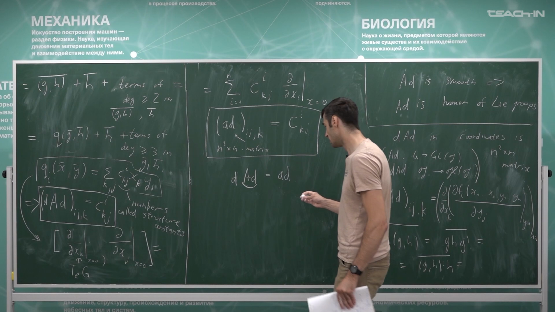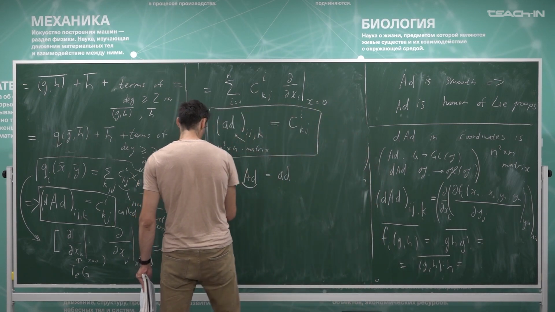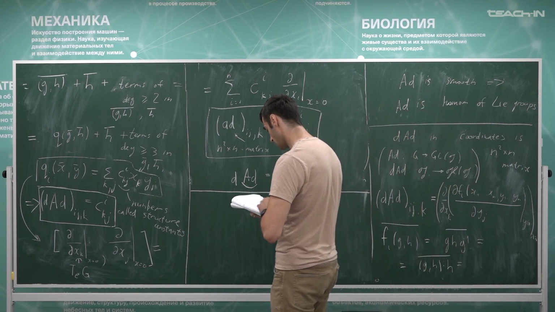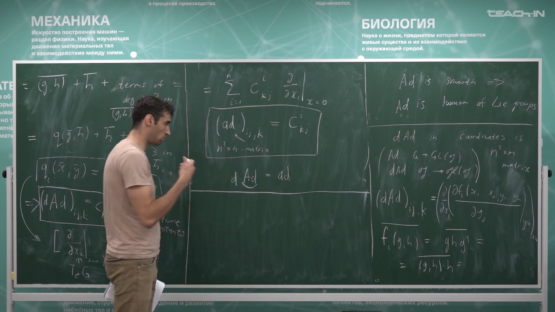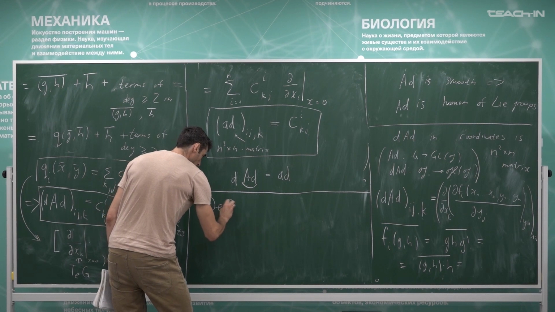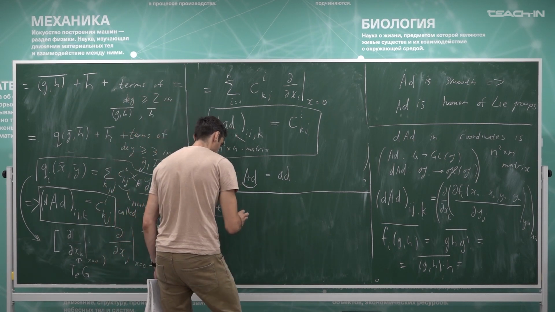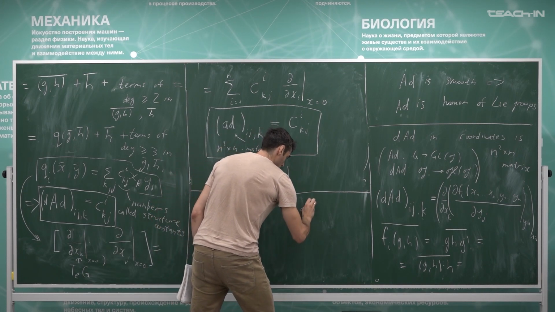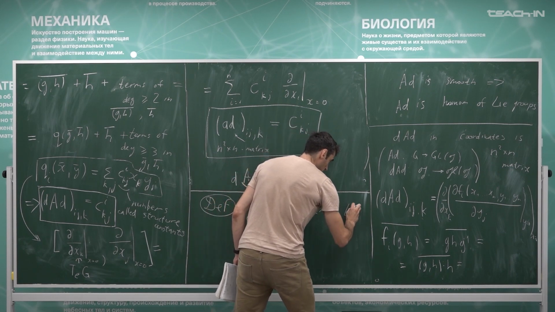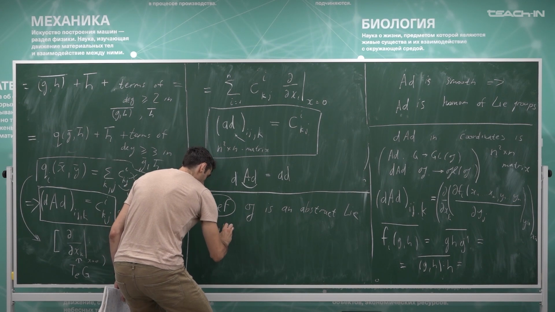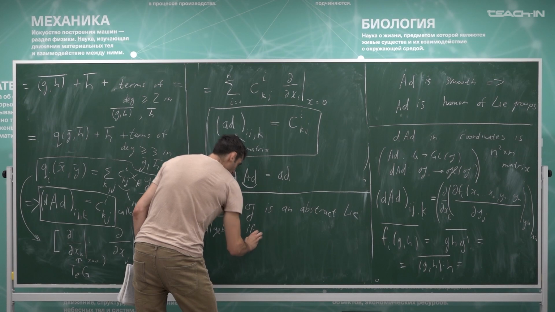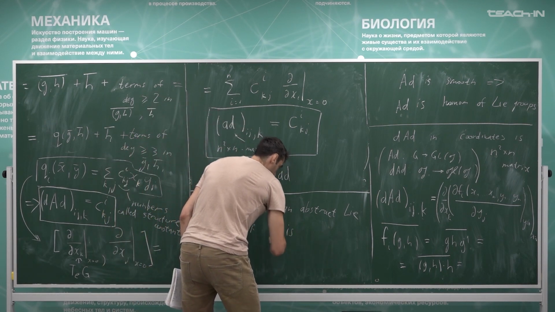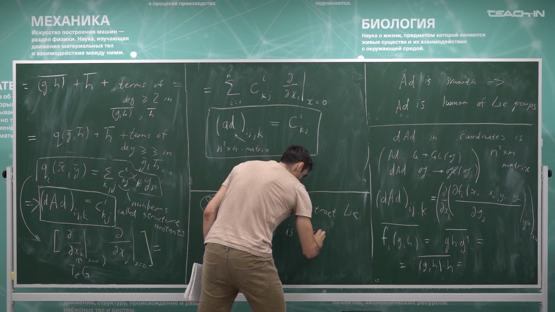Few more words, and then I'll finish. So all this study of the tangent space at identity, of tangent algebras, motivates the following definition: a definition of an abstract Lie algebra. So G is an abstract Lie algebra if, well, first of all, G is a vector space.